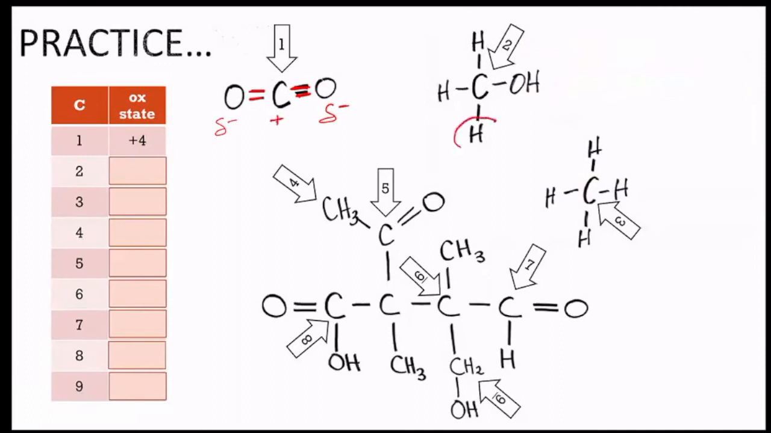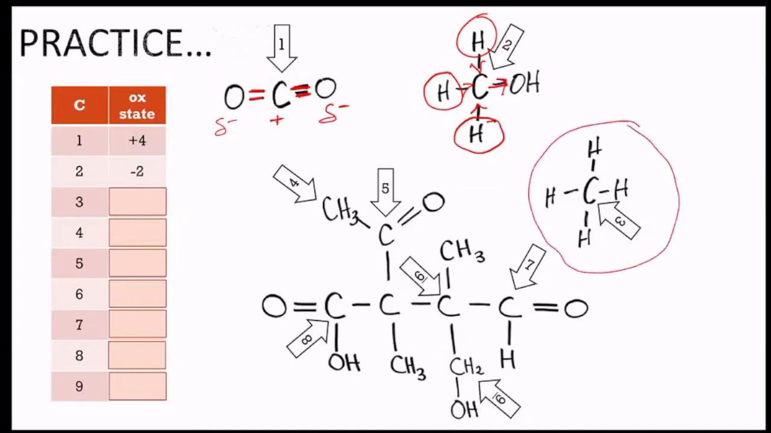This one, carbon is pulling towards it. Sometimes people write arrows to show that, and then the oxygen is pulling towards it. So it has a -2 oxidation state. This one is one that we already did. That one is a -4 because carbon is pulling 4 times.